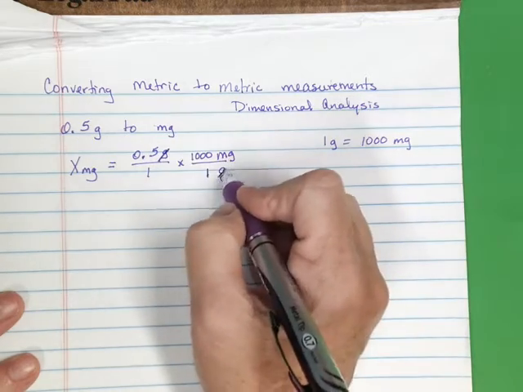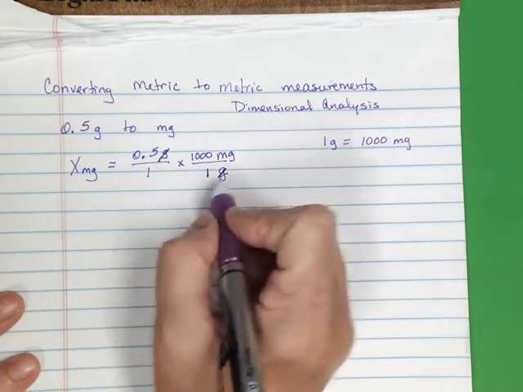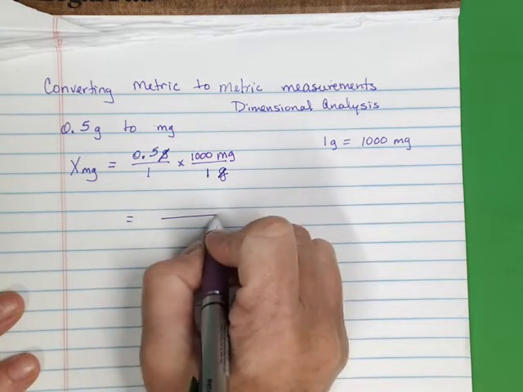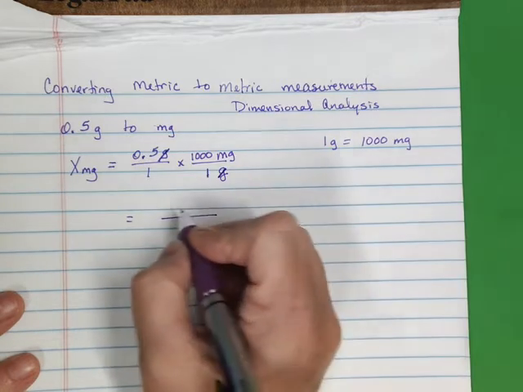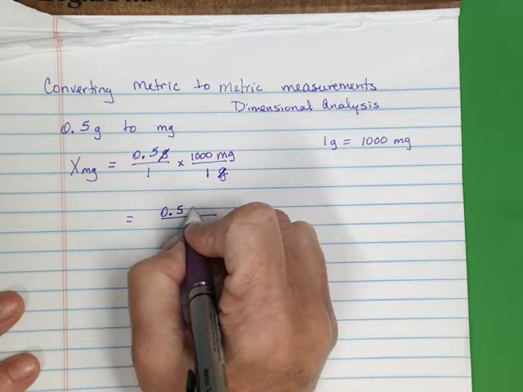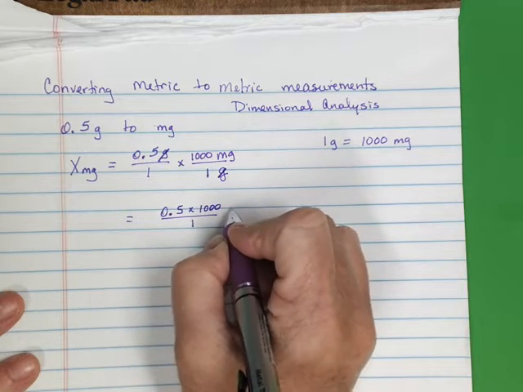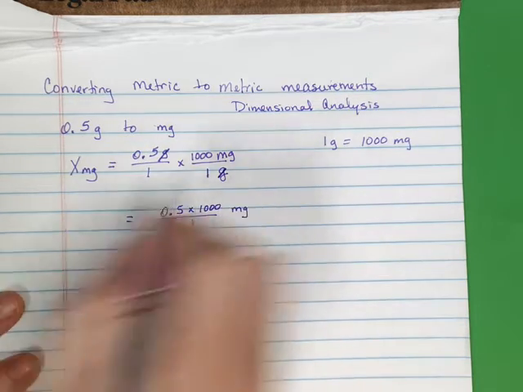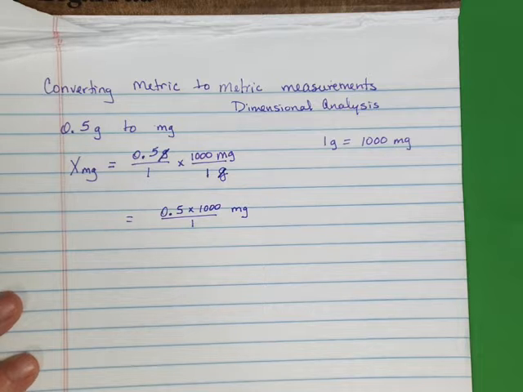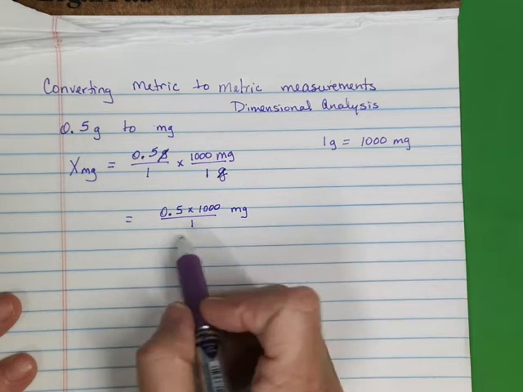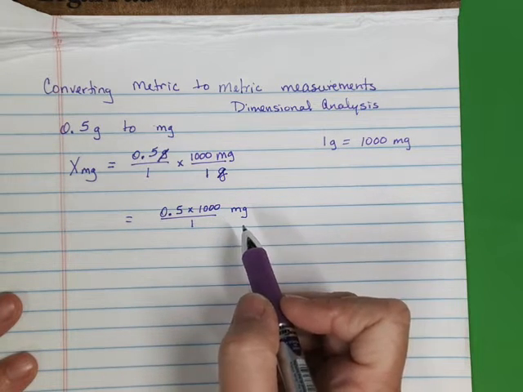Then my grams cancel. It's both over 1. So 1 times 1 gives me just 1 on the bottom. And then I'm going to do 0.5 times 1,000. And it's going to end up in milligrams because it's the only unit I have left. And that tells me that I'm multiplying.